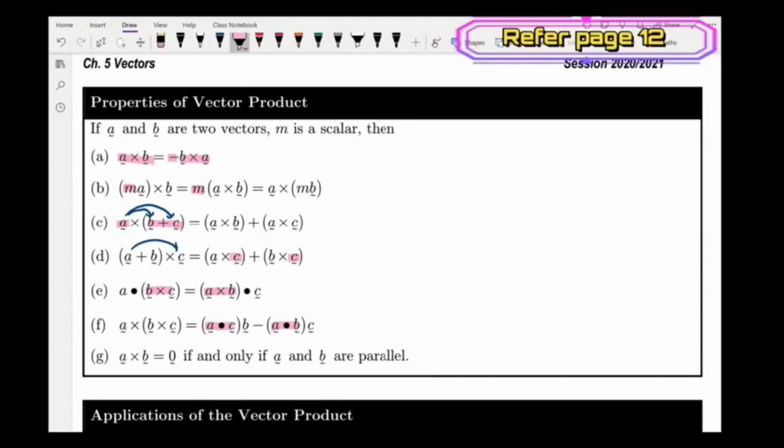Okay. And then kita ada satu lagi properties. A cross B equal to 0 if A and B are parallel. Sebab ingat bila kita cross tadi kita dapat normal kan. Normal maksudnya perpendicular. Dia 90 darjah kan. That's why kalau dia bila kita cross, kita dapat 0 means dia parallel lah. Dia tak jadi perpendicular. Alright.